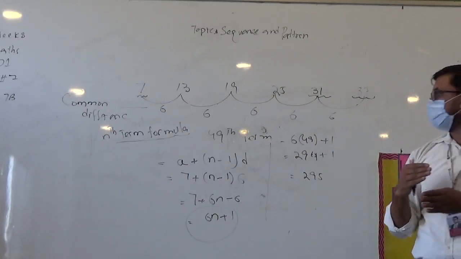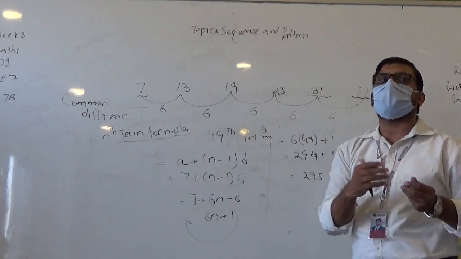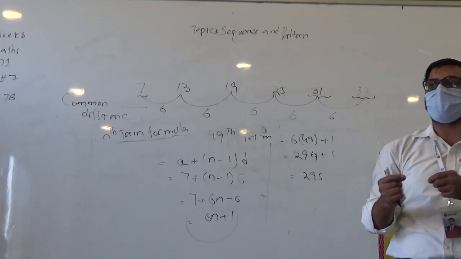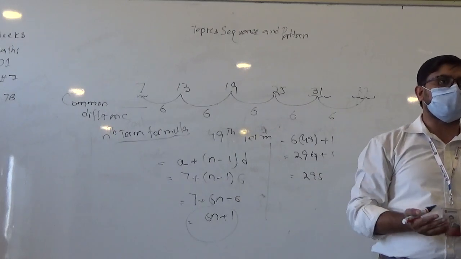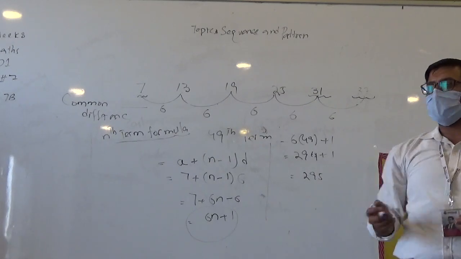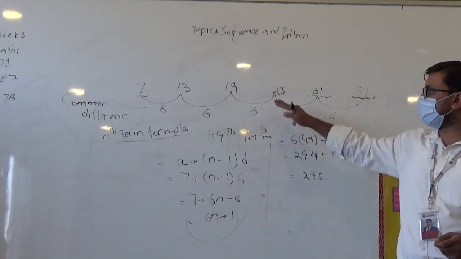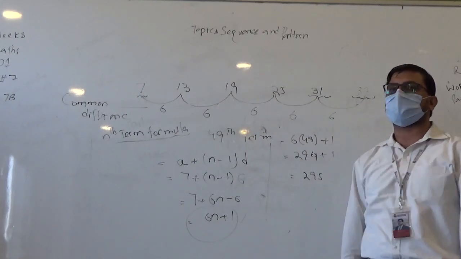So 49 times you need to keep on adding 6 within the answer. Whatever answer you will get, just keep on adding. So that will be a lengthy procedure. For that we need a general term formula that is called the nth term formula. So for this sequence, this is your nth term formula.